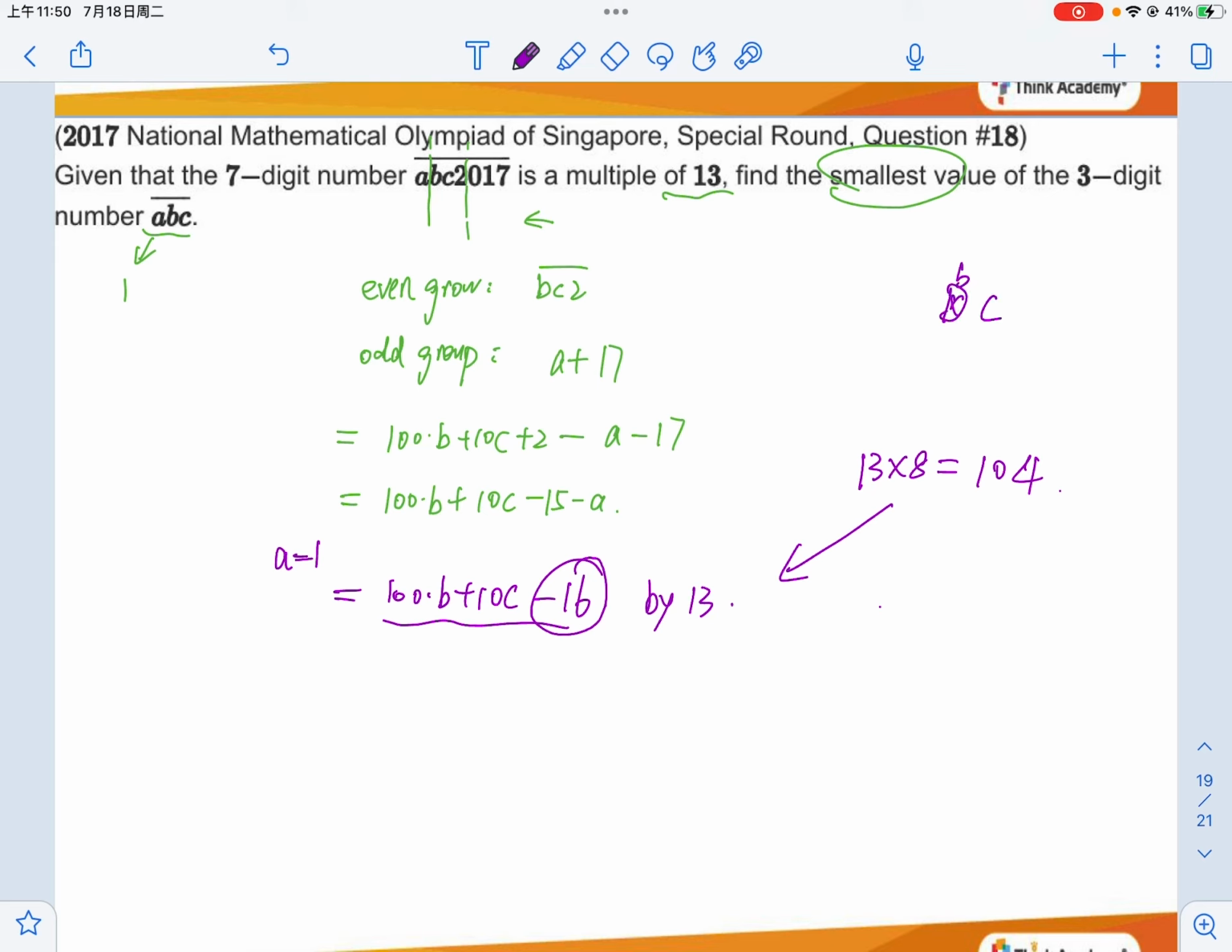It becomes something B, something C, and something 0 minus 16. It can be 4, something 0, and something 1. Then you can tell me B equals what? B should equal 1, and C can equal 2. Right? That's the smallest value. Which means A, B, C should be 1, 1, 2. Here's the answer.